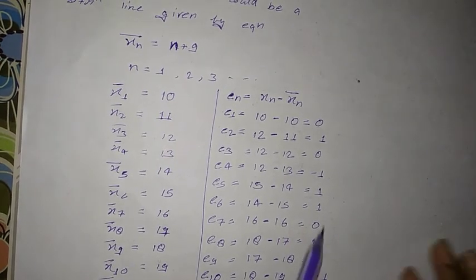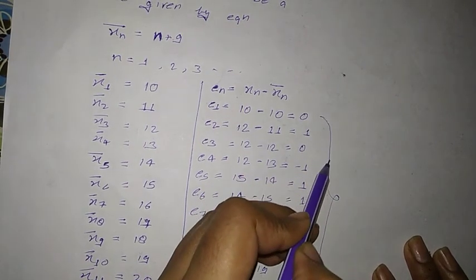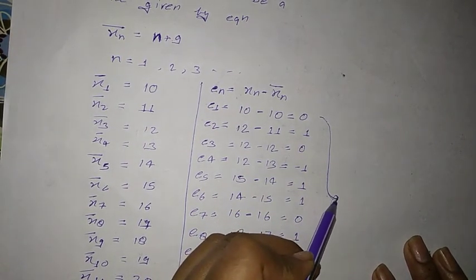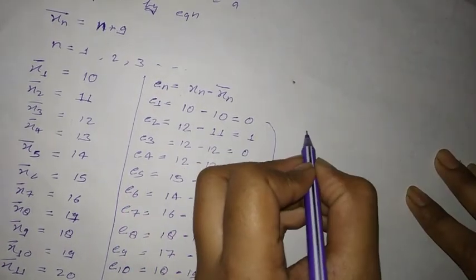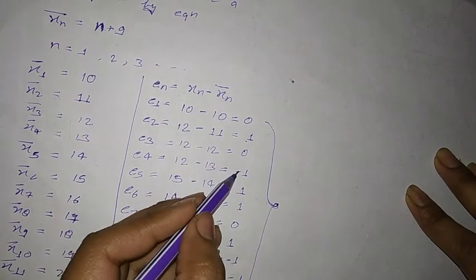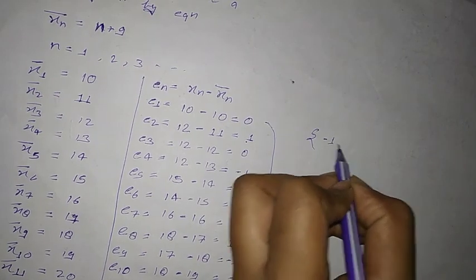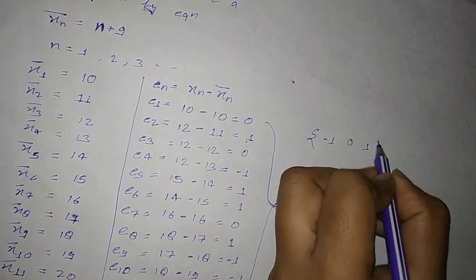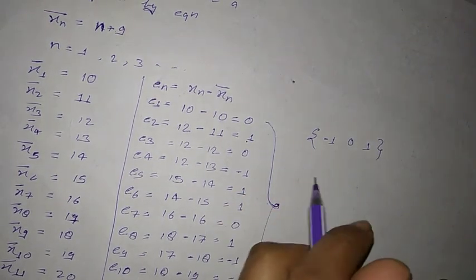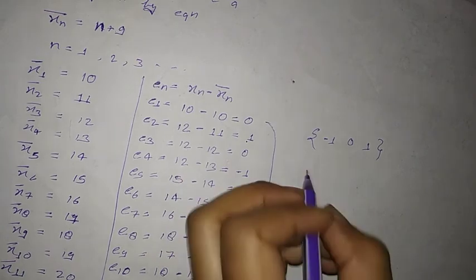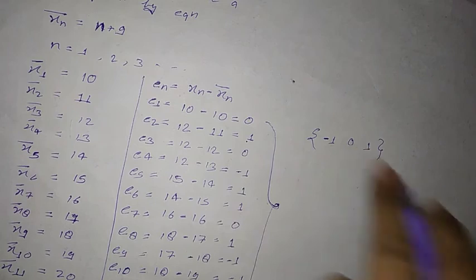Now from this output, what do we find out? These values contain only 3 types of numbers, that is 0, 1 and minus 1. So to represent these numbers, how many bits are required? Only 2 bits. So we can represent these 3 numbers using 2 bits for each.